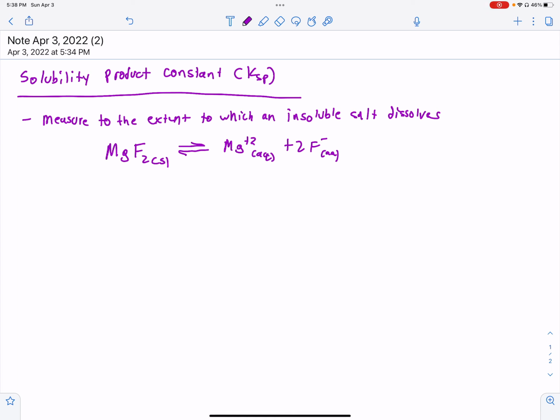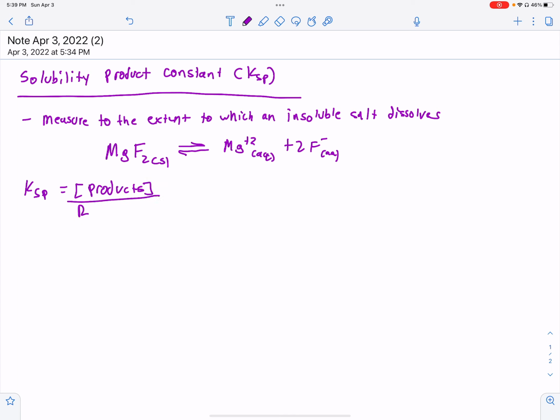Like I said, we would normally expect this salt to be completely insoluble, where there would be no dissociation into ions. However, KSP tells us that these salts dissolve to a very small extent, some larger than others. So KSP is once again another measure of equilibrium. And in this case, it tells us the extent to which an insoluble salt dissolves, but it's the same thing. It's products over reactants.